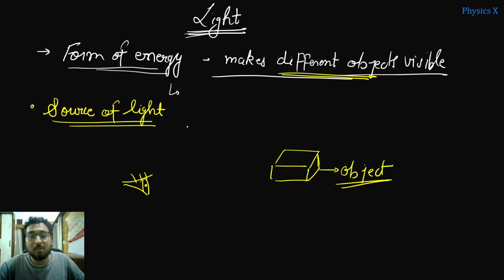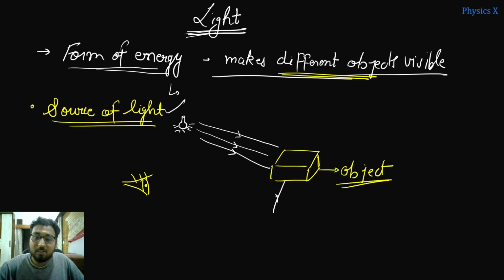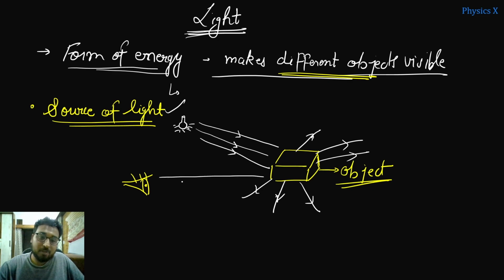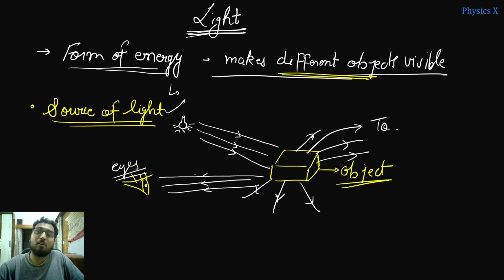So how this works is that, suppose there is a source of light, an incandescent bulb, an LED, anything which is emitting light. When there is a source of light, the light rays will be striking these objects, and as they strike an object, it will scatter the light in different directions. Some of the light rays will be bounced back to your eyes. As the light enters your eyes, you are able to see this object.